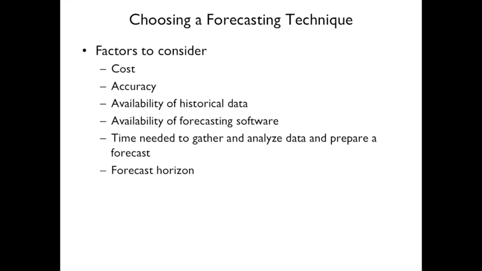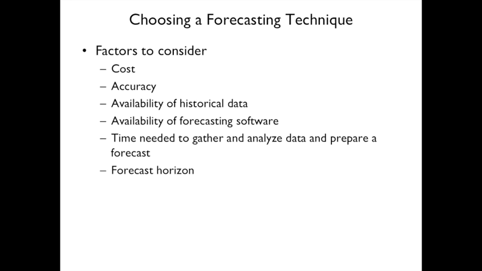So there are different methods to choose your forecast technique. Factors to consider: you want to consider cost. The reason that you're forecasting is to reduce cost. So if you can quantify how much you're saving by having a good forecast, you want to have a return on investment for the cost of forecasting. You don't want to spend thousands of dollars on a forecast when the value of that forecast is only hundreds of dollars. How accurate do you need to be?